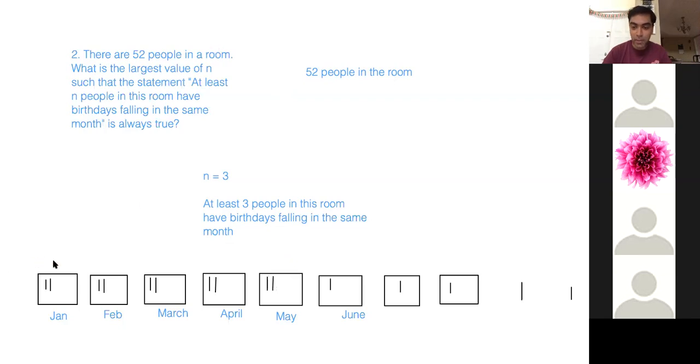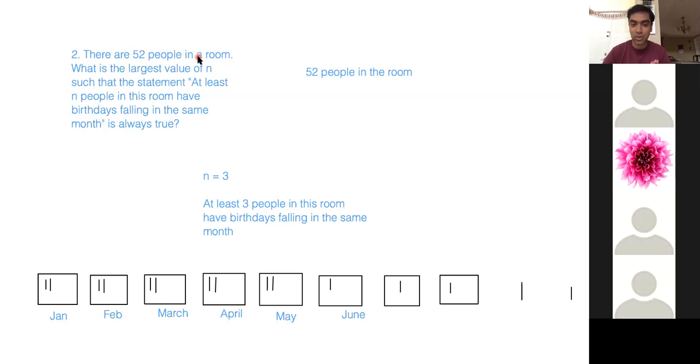So the first time I put 12 people, right? One in each of the months, right? What happened when I said I'm going to add a 13th person? You put him back in one of the months. And then what became true? Then at least 2 people in this room have birthdays falling in the same month. Good. So I had 12 people there. When I added the 13th person, one of them had to be in the same month as one of the existing people, right? So 2 people had to have birthdays in the same month.